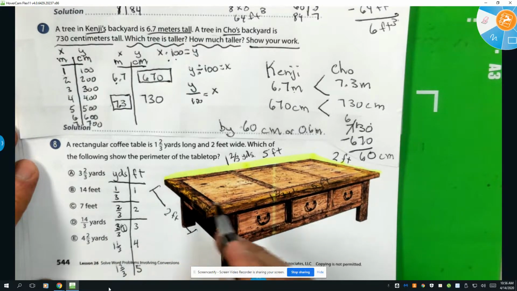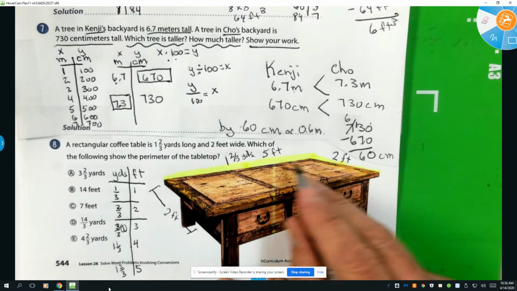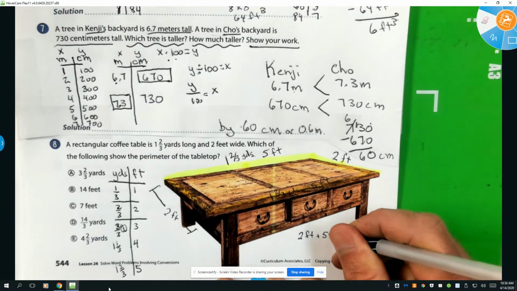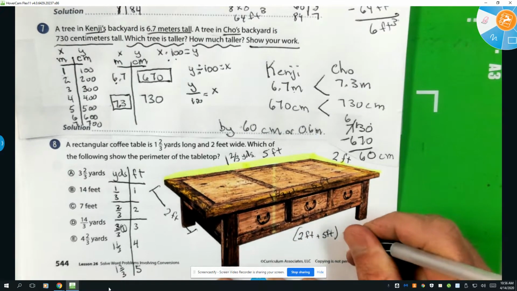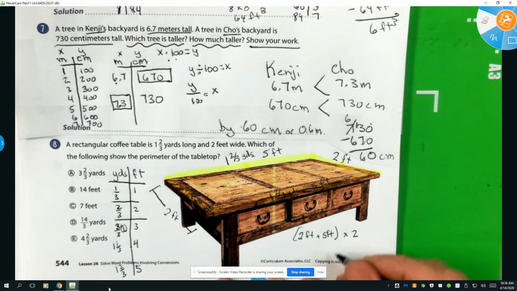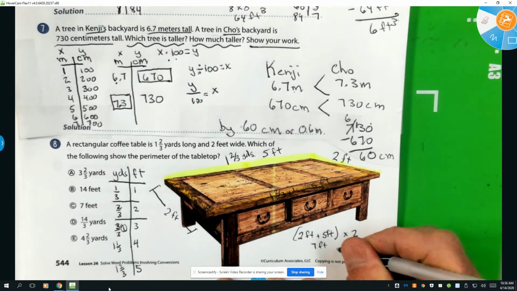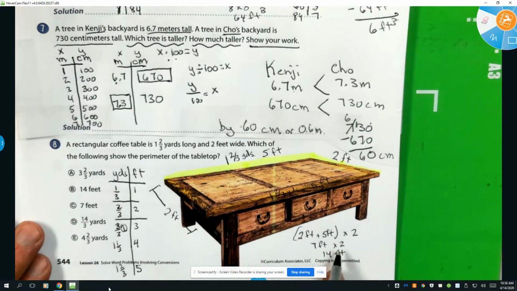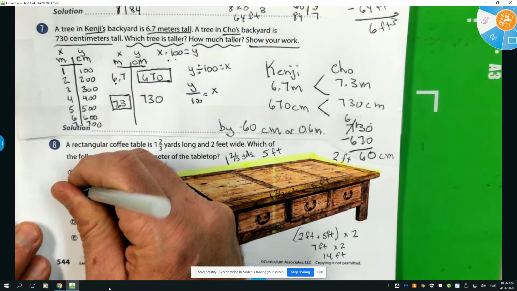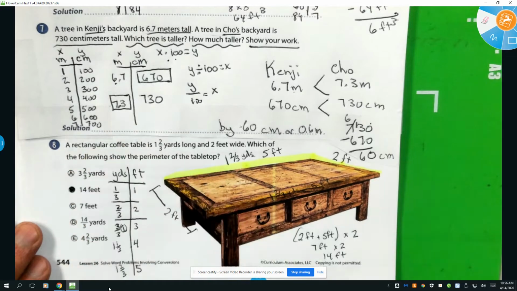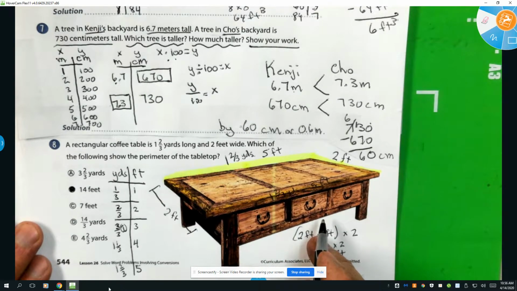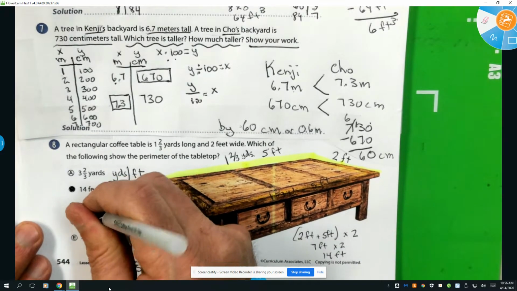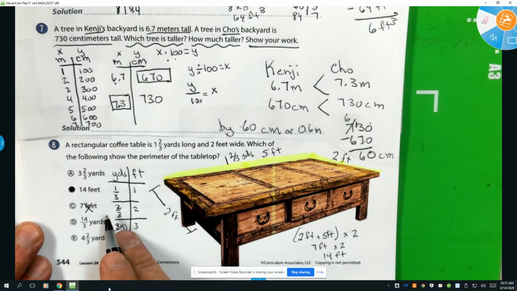So let's start with feet. We're going to go 2 feet plus 5 feet, times 2, because there are two sets of those numbers. So 2 plus 5 is 7 feet, times 2 is 14 feet. So there's one of our answers. Now we've got to figure out, is it 3 2/3 yards? Is it 7 feet? No, that's one side. So I know it's not this one, but what other ones could it be?